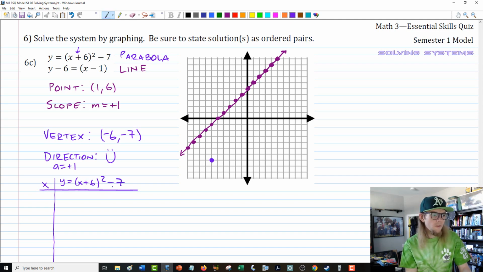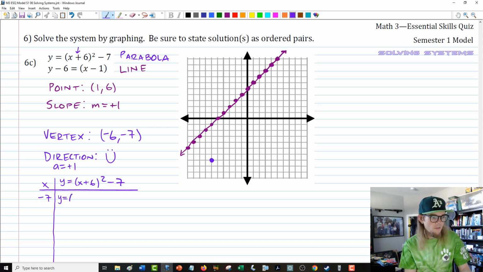So what we're going to do is pick values and focus on one side first, try to get to an intersection point, and then use symmetry to get the other side. So let's start here. We are at -6 as our vertex. I'm going to first choose to plug in -7. Maybe it'll work, maybe it won't. Let's just see what happens.